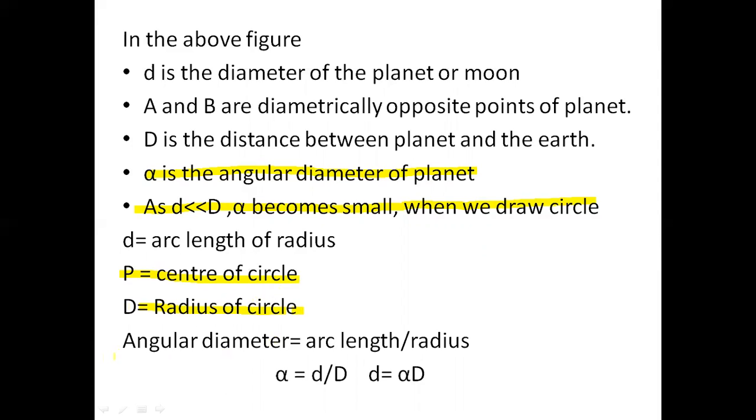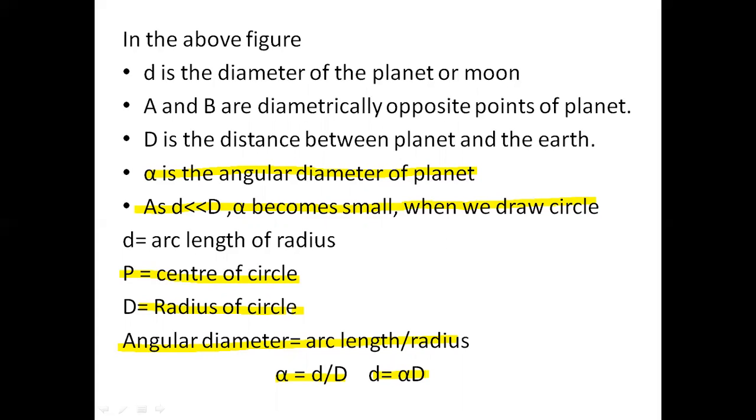So I'm taking the expression for angular diameter, which equals arc length divided by radius. I get alpha equals small letter d divided by capital letter D. But I want the expression for the diameter of the planet, so I'm altering the expression, and I will get small letter d equals alpha into capital D. So these are the two derivations.